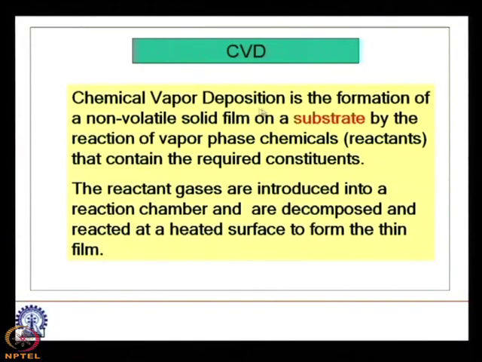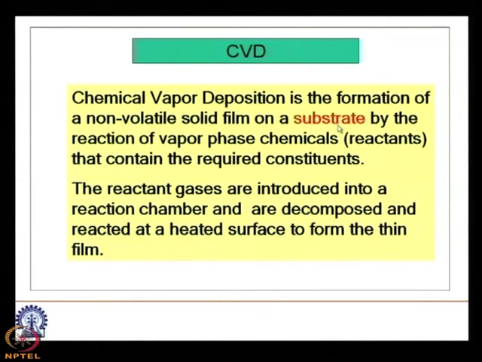Okay, chemical vapor deposition, as the name CVD implies, you see from the view graphs that it is the chemical vapor deposition, or in short the CVD. It is the formation of a non-volatile solid film on a substrate by the reaction of vapor phase chemicals. These vapor phase chemicals are basically the reactants that contain the required constituents.